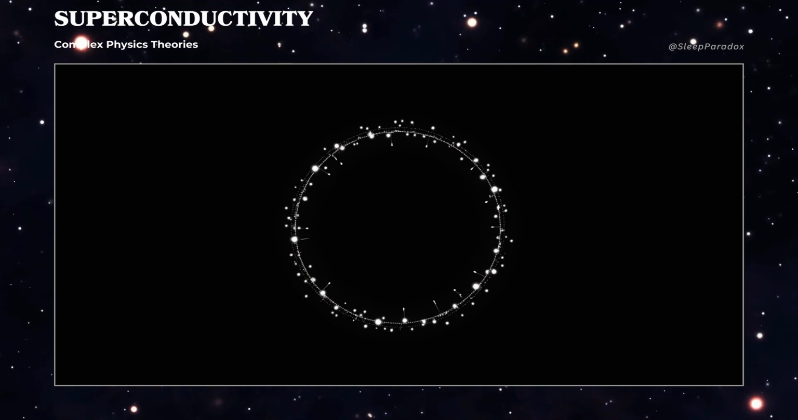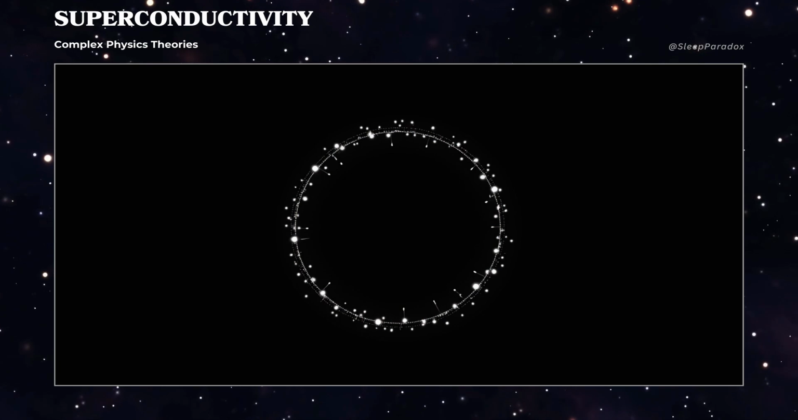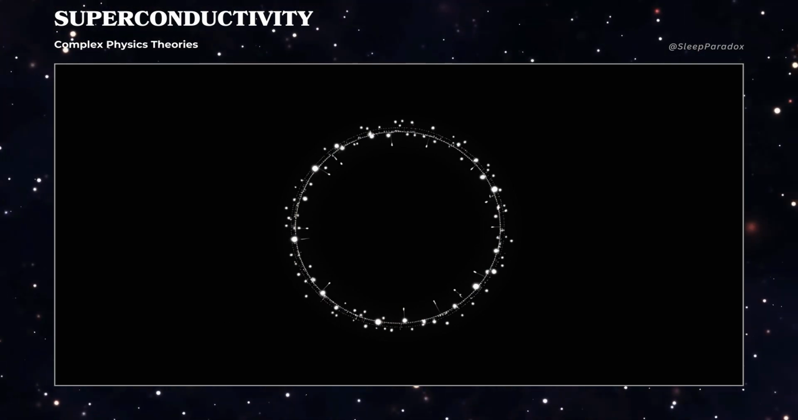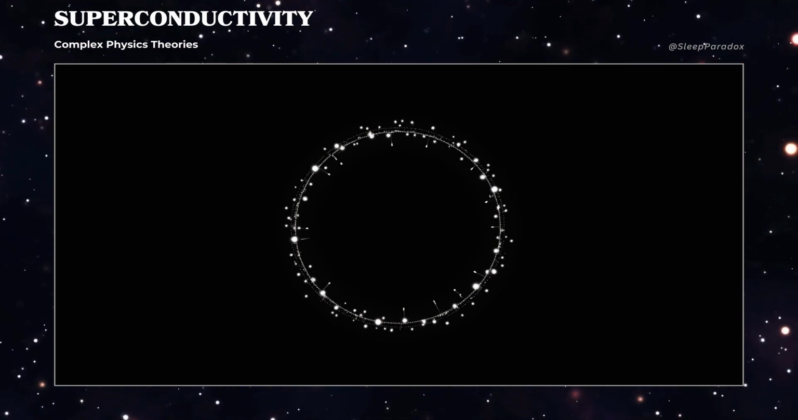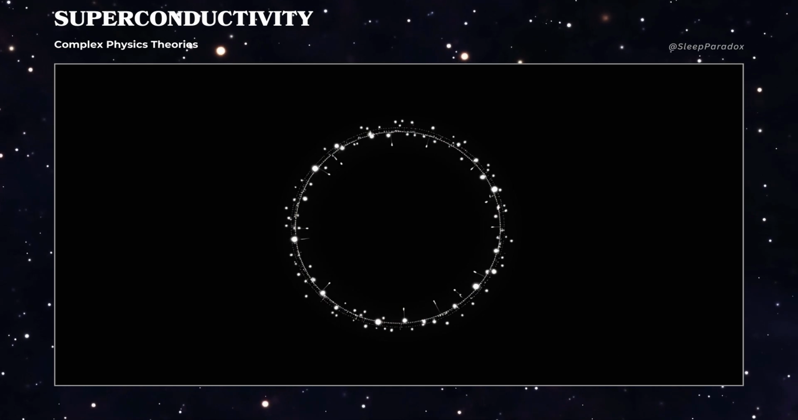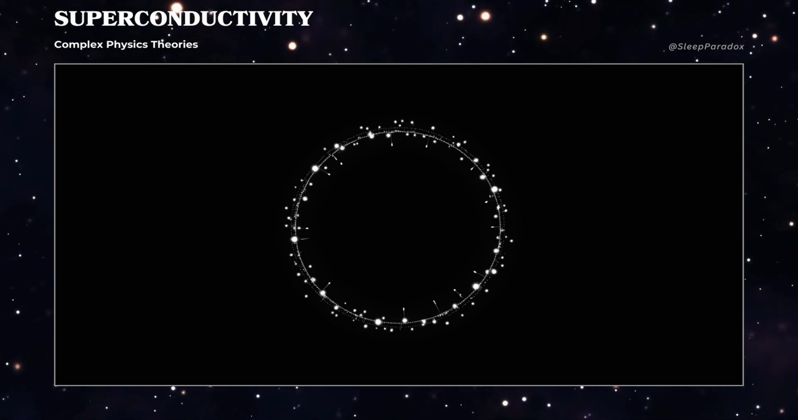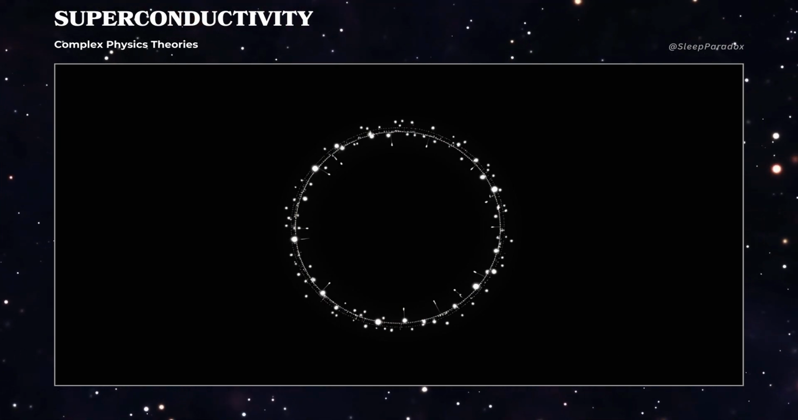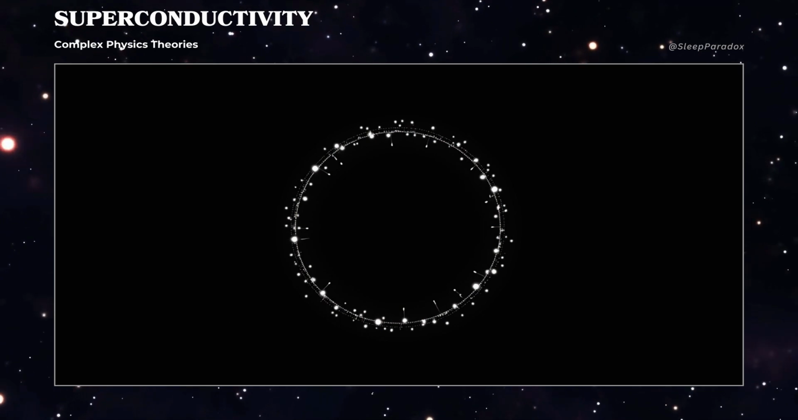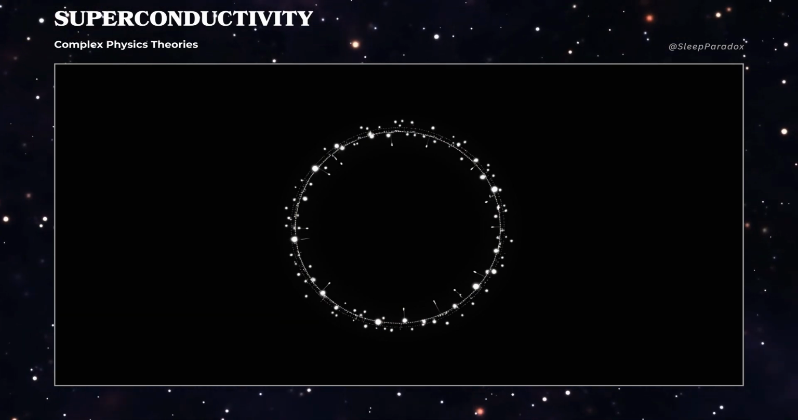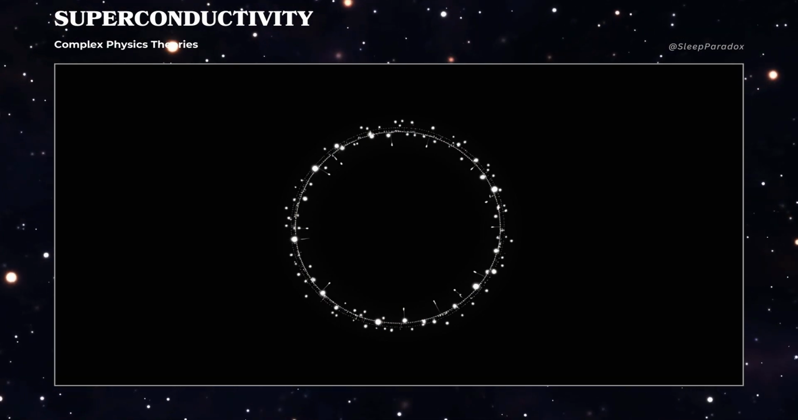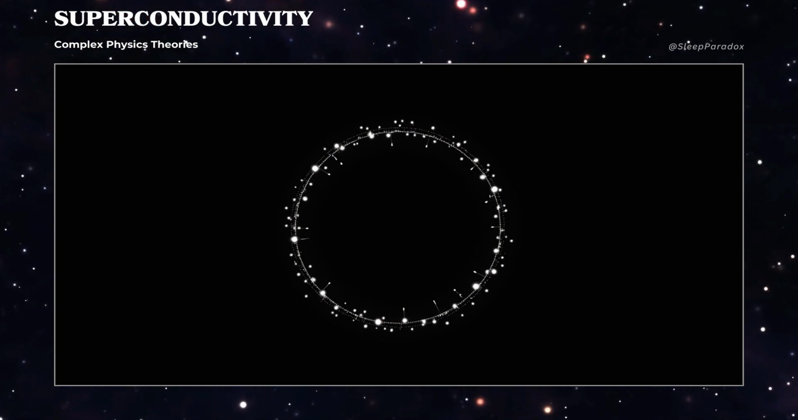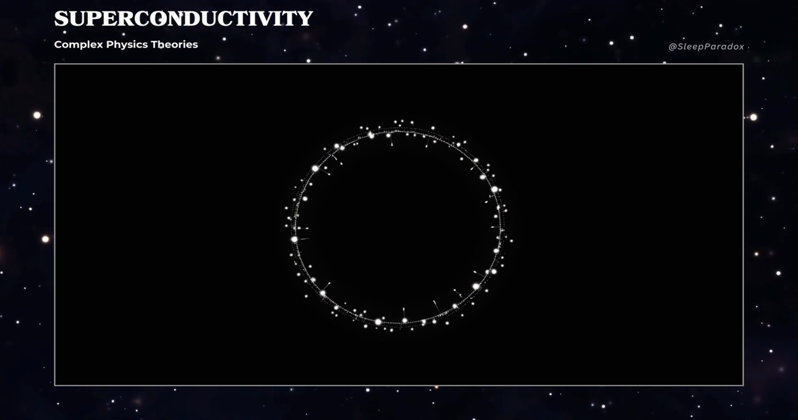Superconductivity also leads to another fascinating effect: the expulsion of magnetic fields. When a material becomes superconducting, it actively pushes magnetic fields out of its interior. This is known as the Meissner effect. It's the reason a magnet can levitate above a superconducting surface. The magnetic field lines are repelled, and the magnet floats on an invisible cushion.